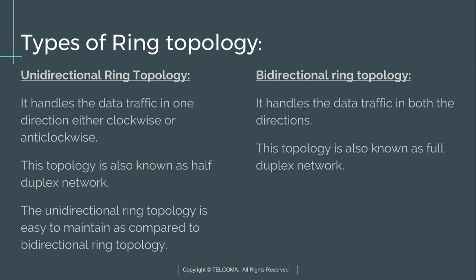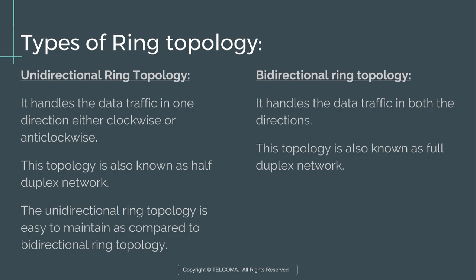Next is types of ring topology: unidirectional ring topology and bidirectional ring topology. In unidirectional ring topology, it handles the data traffic in one direction, either clockwise or anti-clockwise. So the data can be transmitted in clockwise direction or anti-clockwise direction. This topology is also known as half duplex network. Whereas in bidirectional ring topology, it handles the data traffic in both directions, clockwise and anti-clockwise. This topology is also known as full duplex network.